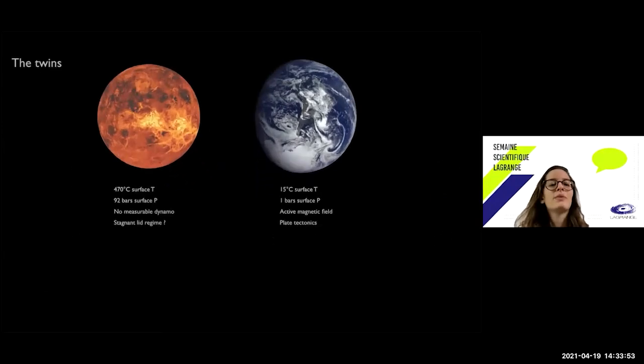So because of the similarities between Earth and Venus, we call these two planets the twin planets. And although they are similar, they have very important differences. Because of the thick atmosphere of Venus, which is mostly CO2, the surface temperature of the planet is 470 degrees Celsius, and the surface pressure is above 90 bars. So it's a good example of what happens when you start putting a lot of greenhouse gases in the atmosphere, like we're doing.